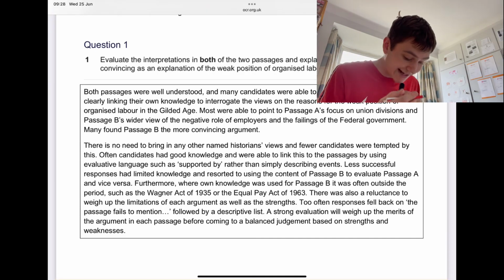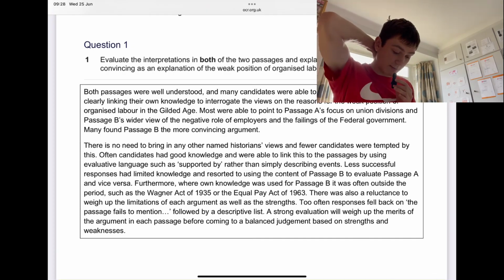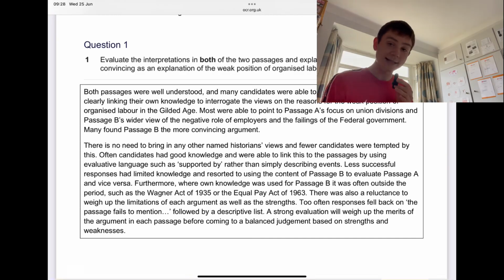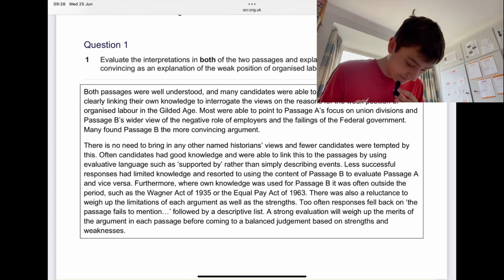There is no need to bring in any other named historians' views, and fewer candidates were tempted by this, which is good. You can't bring in provenance. Other candidates had such good knowledge and were able to link this to the passages by using evaluative language, such as 'supported by', rather than describing events. Again, that's key terminology there. That's the coherency, a sustained line of argument.